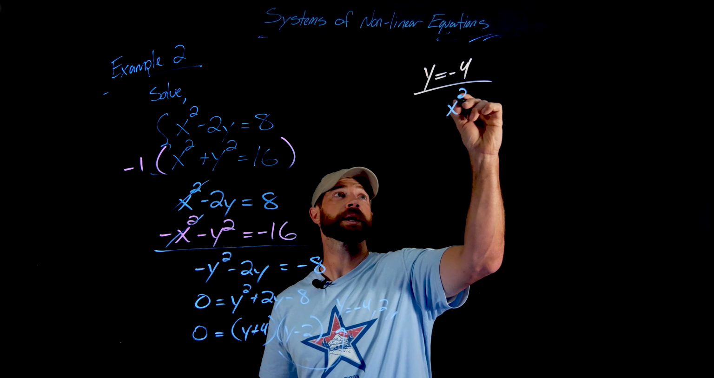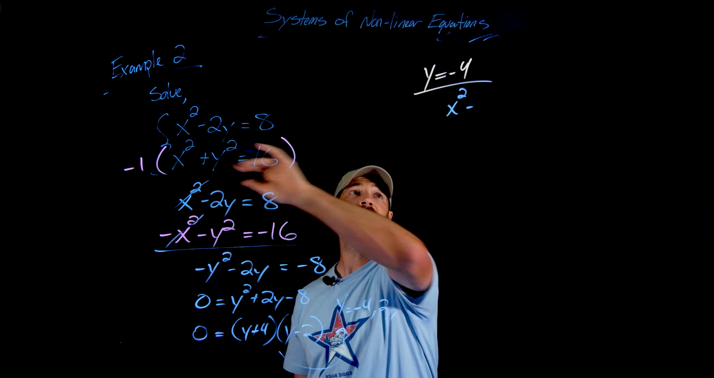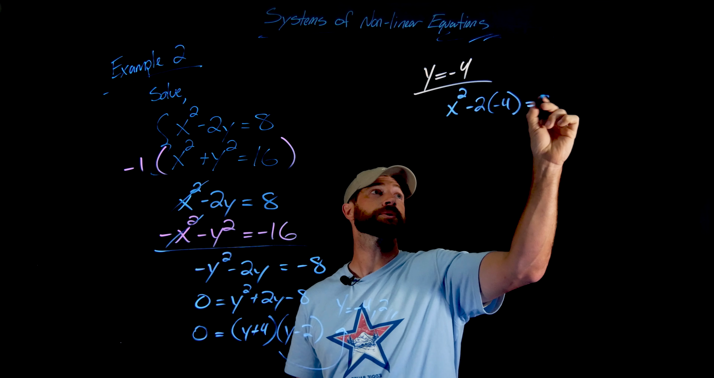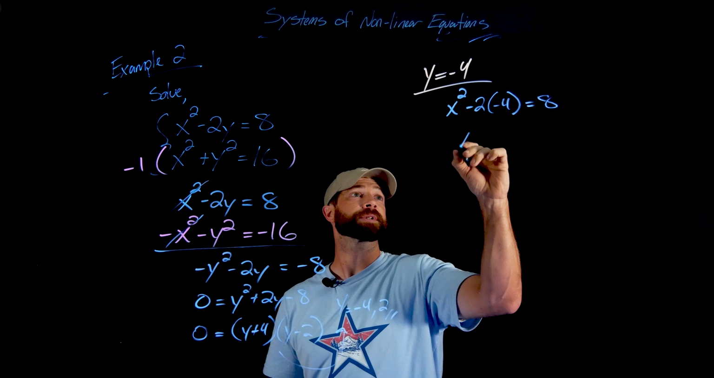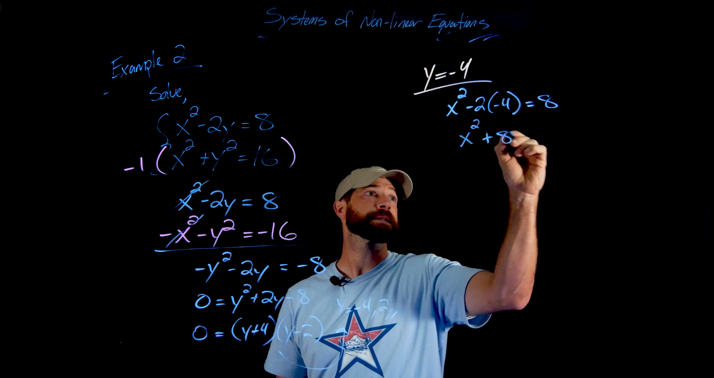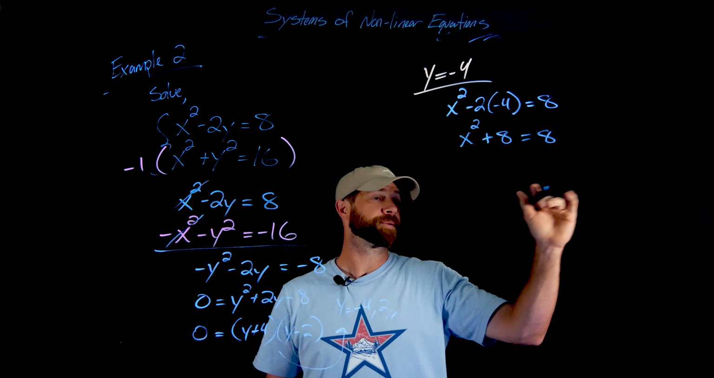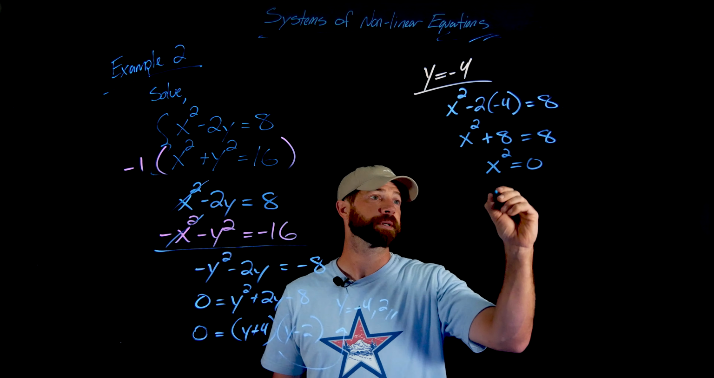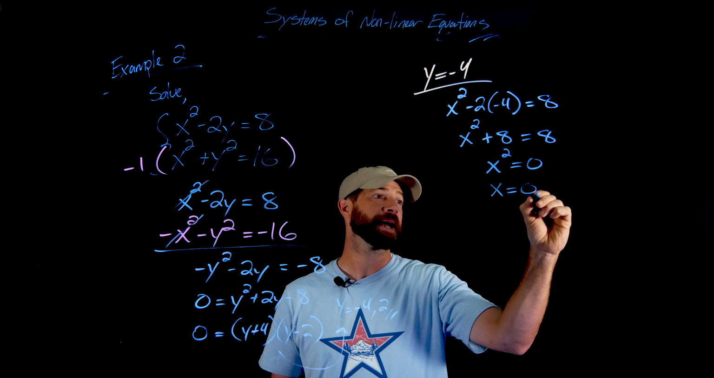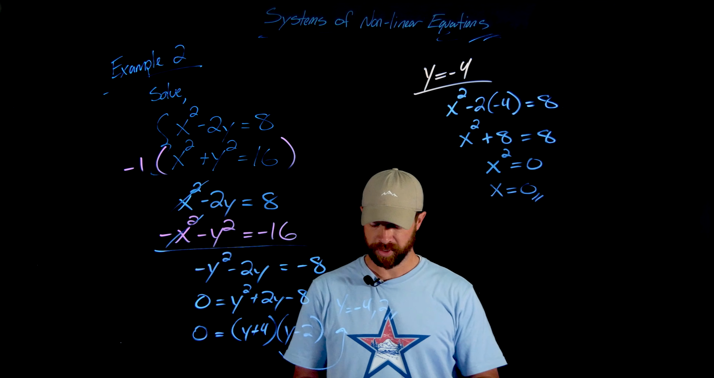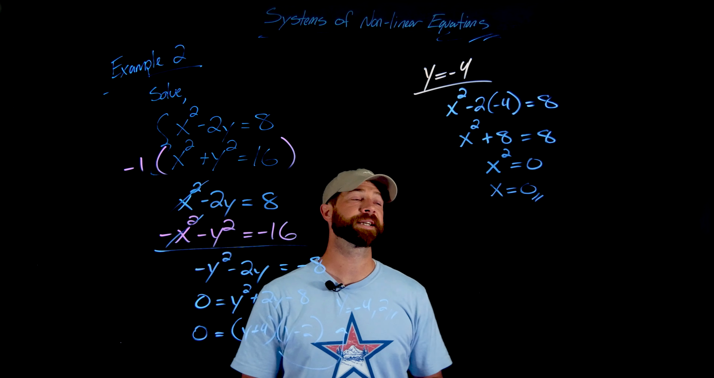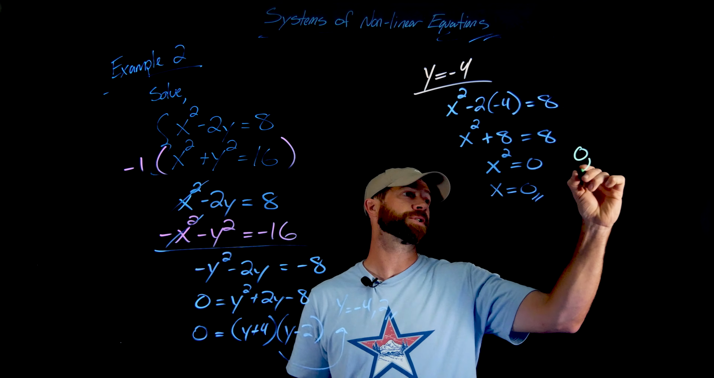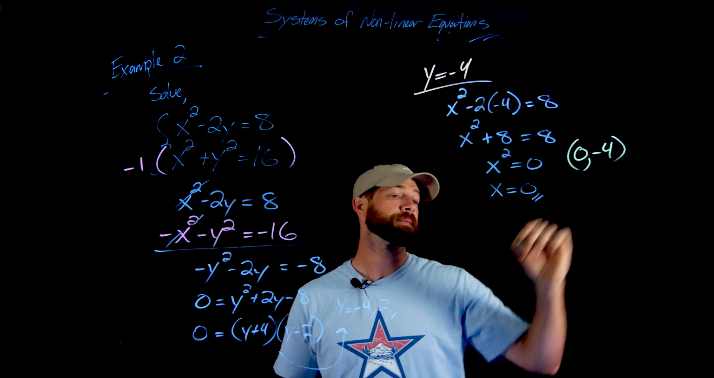I get x squared minus 2 times y, which is -4, equals 8. This becomes x squared plus 8 equals 8. Subtract 8 from both sides to get x squared equals 0. Well, that's super easy. You can think of square rooting both sides to get x equals 0. Importantly, this gives me the solution when y is -4, x is 0, so I have a solution of (0, -4).